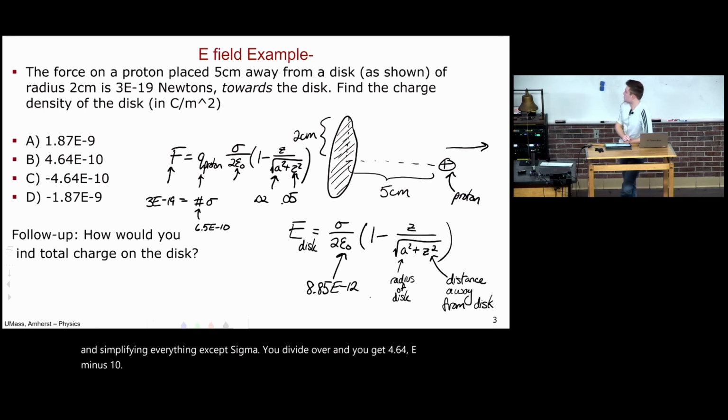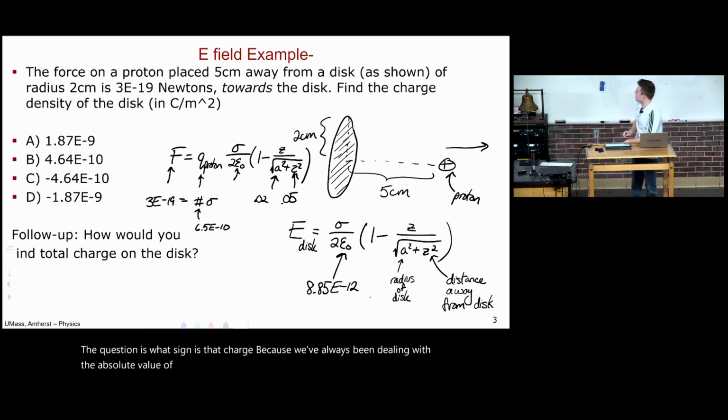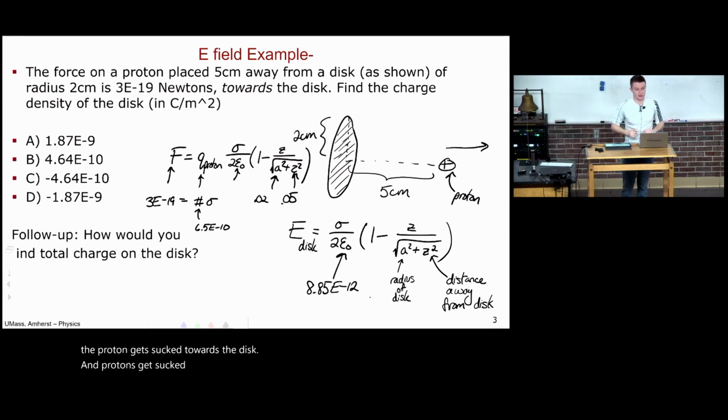Now, the question is, what sign is that charge? Because we've always been dealing with the absolute value of the sigma. We haven't considered the direction. So the proton gets sucked towards the disk, and protons get sucked towards minus charges. So the answer is going to be C.